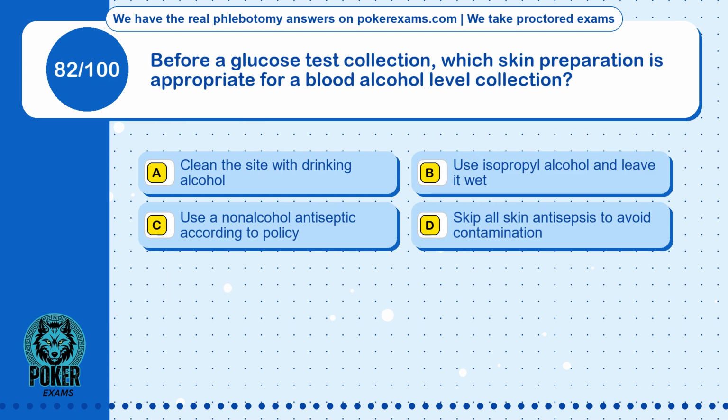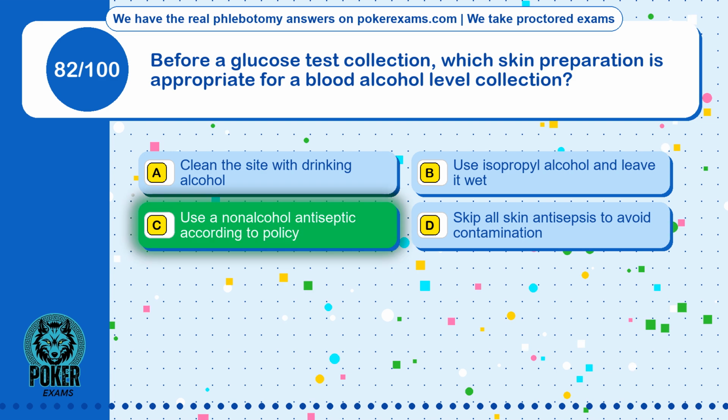Question 82. Before a glucose test collection, which skin preparation is appropriate for a blood alcohol level collection? Option A. Clean the site with drinking alcohol. Option B. Use isopropyl alcohol and leave it wet. Option C. Use a non-alcohol antiseptic according to policy. Option D. Skip all skin antisepsis to avoid contamination.